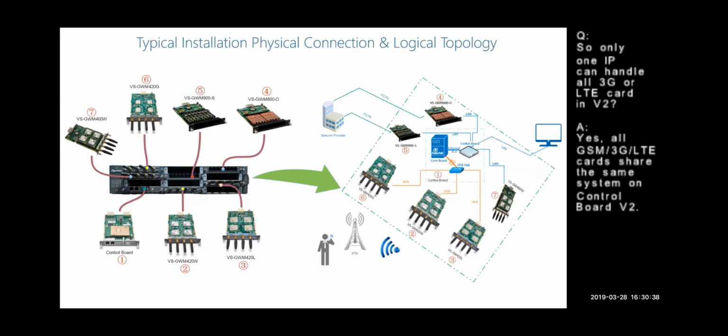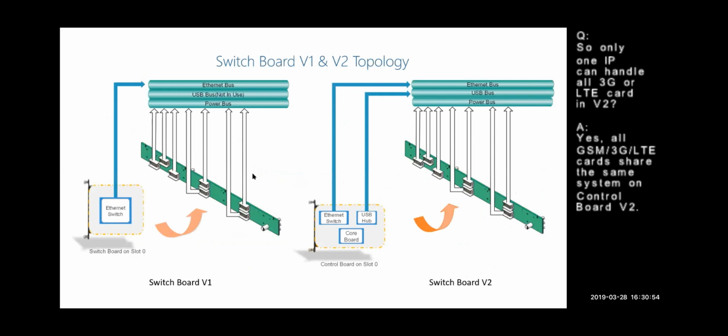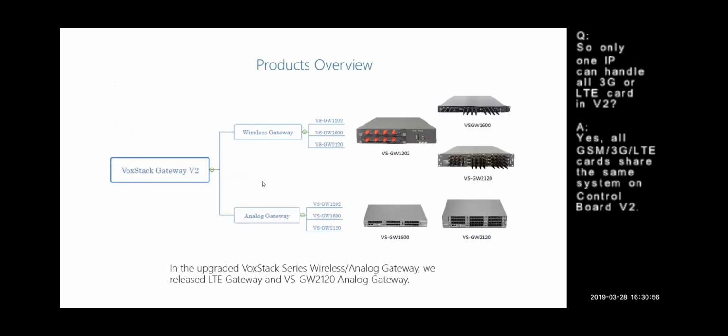About this question, only one IP can handle all 3G or LTE cards. Yes, in our V2 gateway, we can insert GSM, 3G, and LTE cards in the same case.